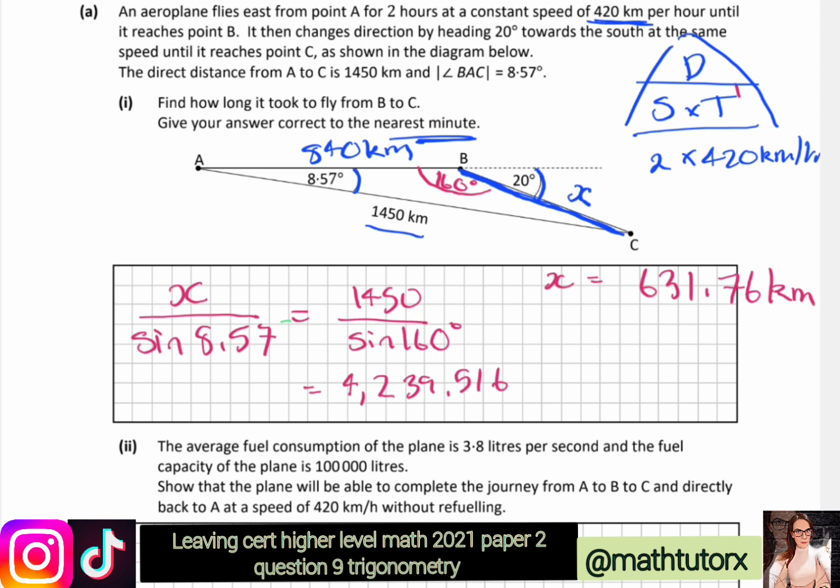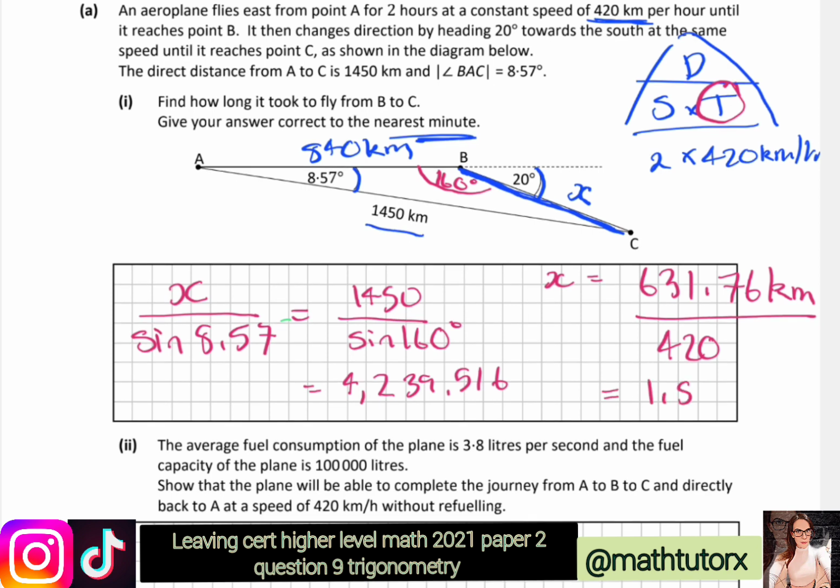The question is asking us how long it takes, so that means we need to get time, which is distance divided by speed. So we can divide this by 420 kilometers per hour because it tells us that it goes at a constant speed, and that will give us 1.5 hours, which to the nearest minute is 90 minutes.